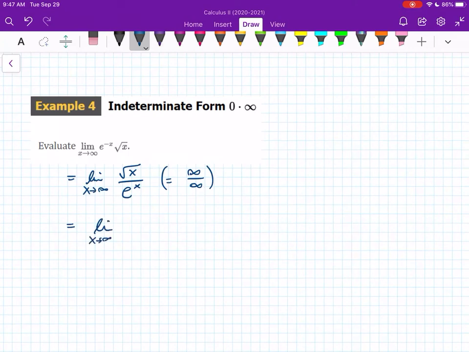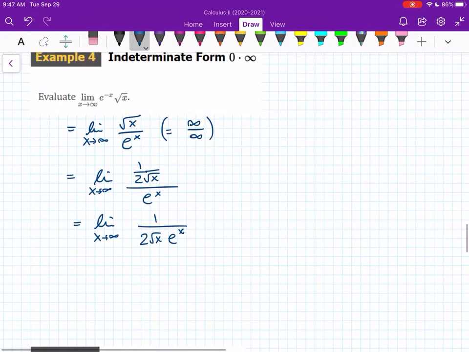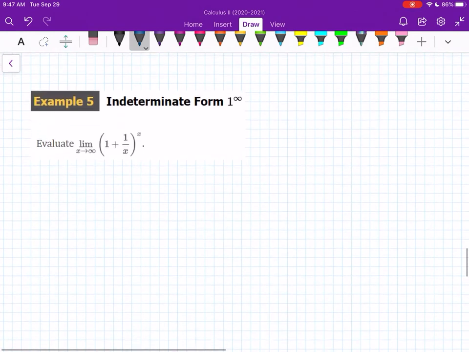So I have the limit as x approaches infinity of 1/2 x to the negative 1/2, so square root of x on the denominator, and then my denominator stays as e to the x. Simplify this so I don't have a fraction over a fraction because that's always gross. So my numerator is 1, and then I get 2 square root of x e to the x on the denominator. And if I look at this as x goes to infinity, my denominator then is going to infinity. So then I get 0. Fantastic.